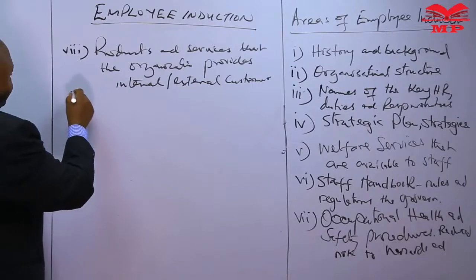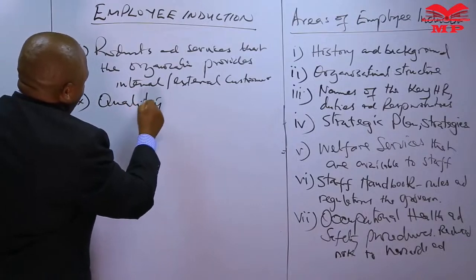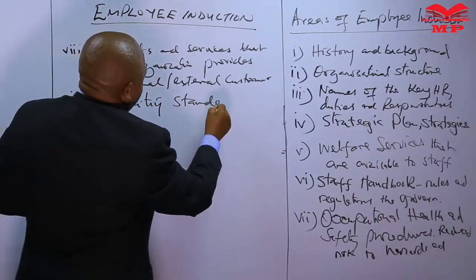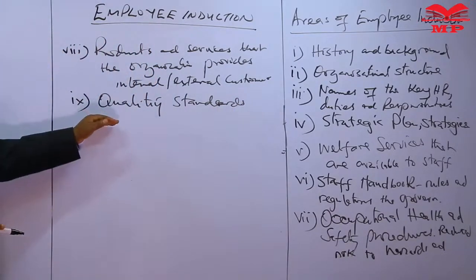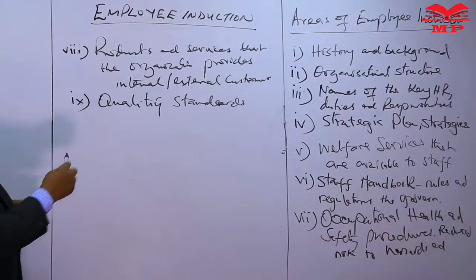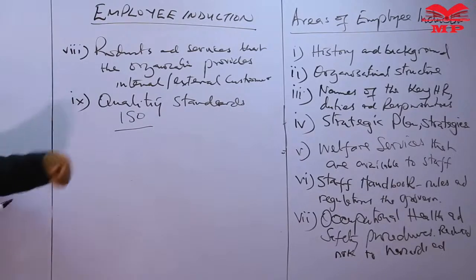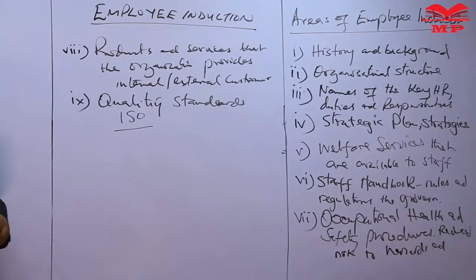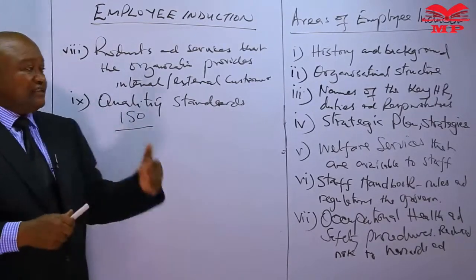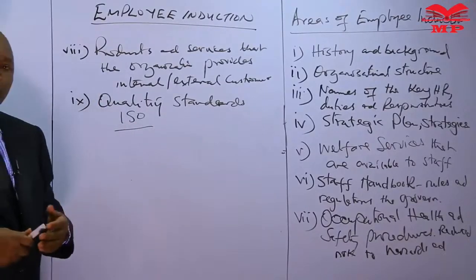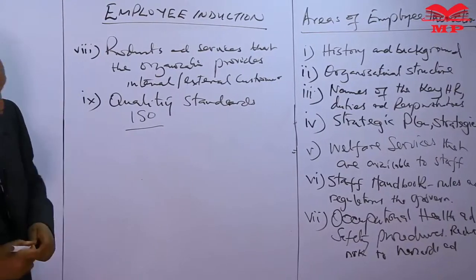Then number 9, there could be quality standards that the organization might require the employee to be exposed to. For instance, the ISO certification standards within which the operations of the organizations take place. So the worker is taken through these particular processes to ensure that they comply with the standard operating manuals, the standard operating procedures to be within the requirements of this particular organizational operational context.